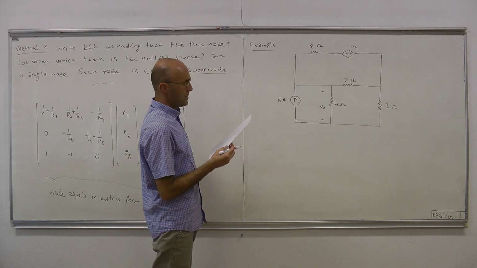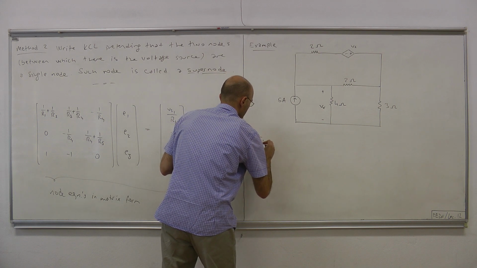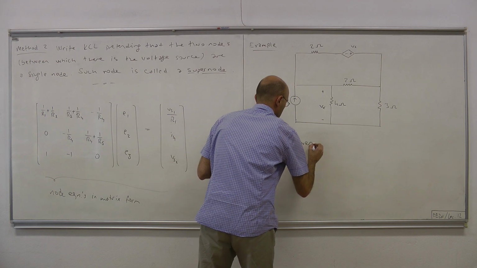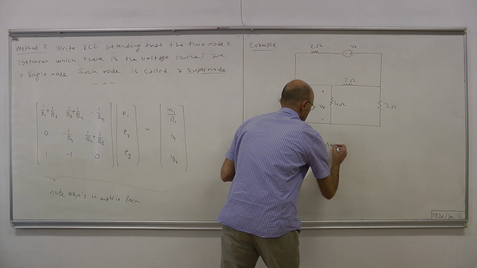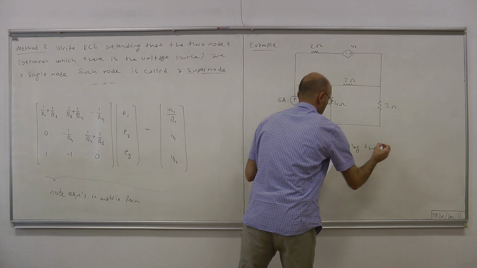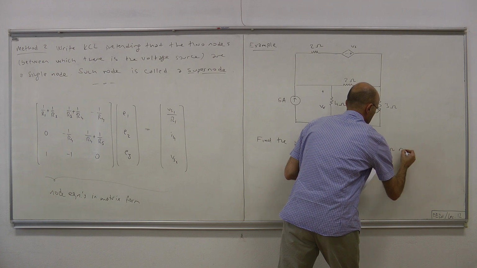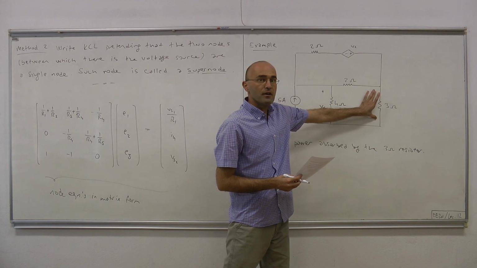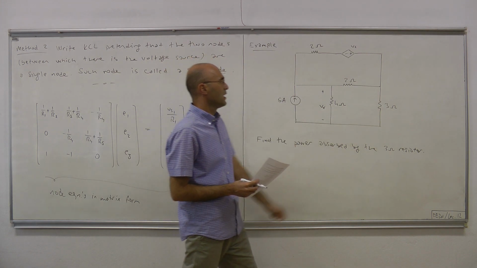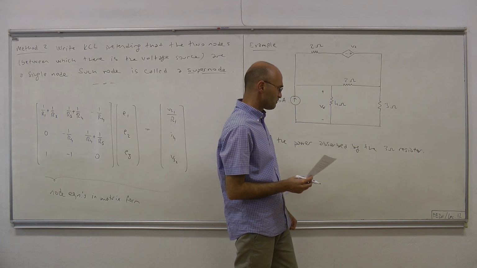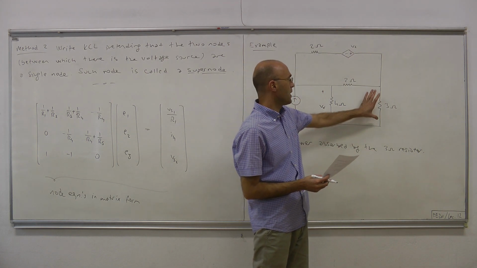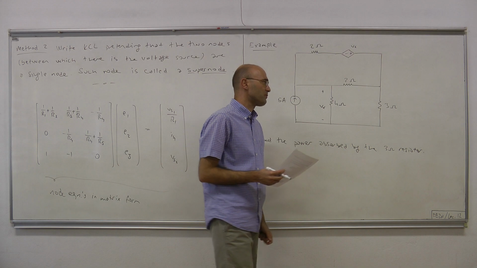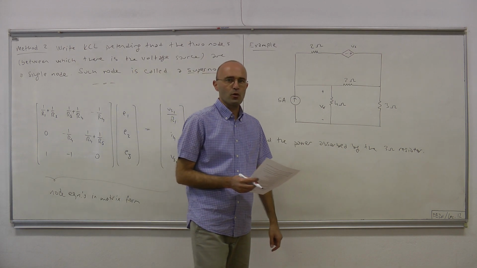And the question is, find the power absorbed by the 3 ohm resistor. Okay? We're interested in figuring out the power consumed by this resistor. Okay. So all we have to do is therefore figure out this voltage, and power is voltage squared over resistance, or this current, then it's resistance times the current squared.